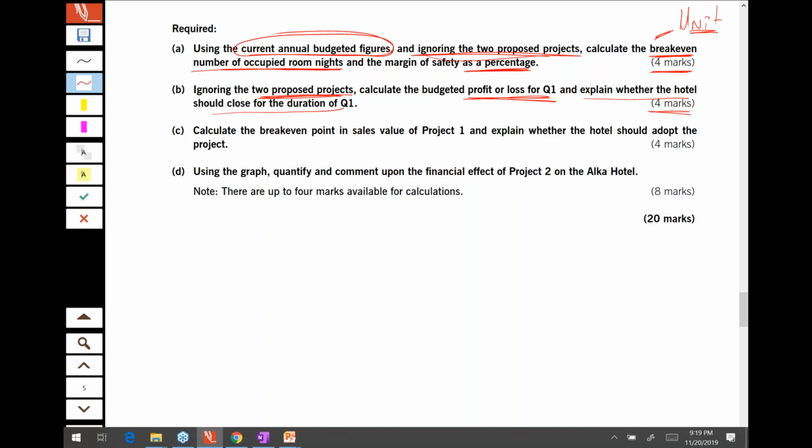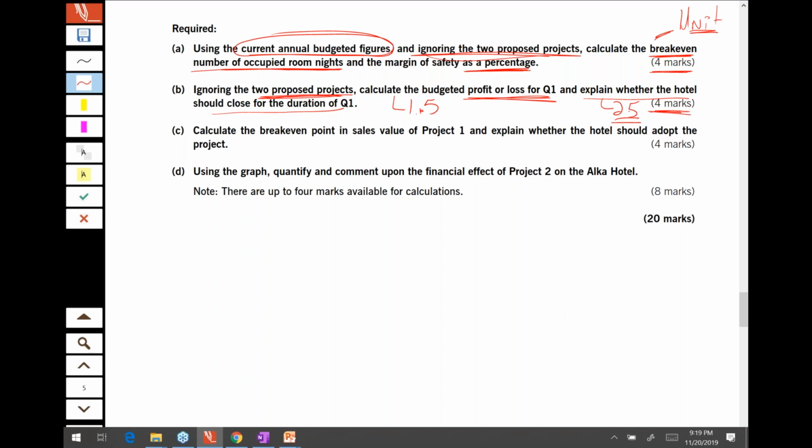Okay, so first of all, let's discuss the breakup. Explanation is for 2.5 marks and calculation for 1.5 marks. Wow. And our students normally think what? Calculation gets more marks and theory gets less marks.